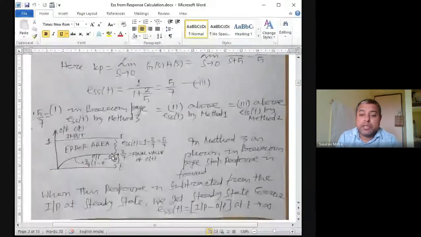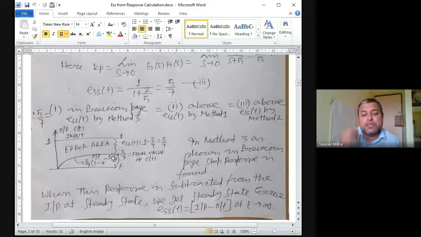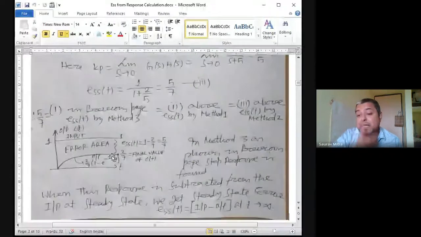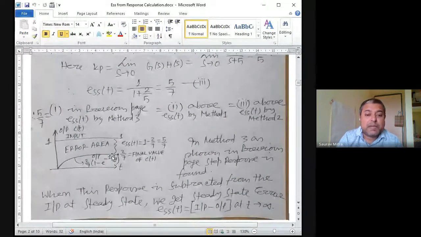So how are you calculating it? You are calculating everything by G(s)H(s). So from the open loop transfer function, we can calculate the error of the negative feedback closed loop system, and from there we can find out the stability. And I have given you three methods. The first method is by the final value theorem, the second method is from the static error constants.